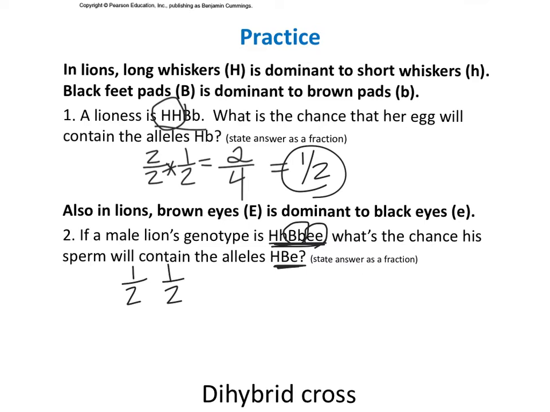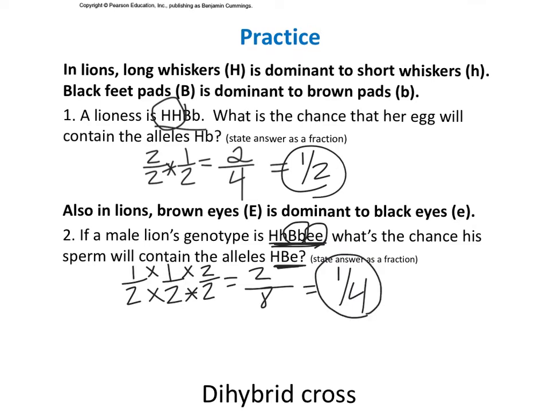Next, little e. The chance of him passing on little e, well, he only has little e. So the chance of that occurring is 2 out of 2. Or I could write that as 1 out of 1 because we know 2 out of 2 and 1 out of 1 are the same thing. So whichever one is great. Then I'm going to multiply on the top. 1 times 1 is 1, times 2 is 2. And on the bottom, 2 times 2 is 4, 4 times 2 is 8. So I have a 1 out of 4 chance that that's what he's going to pass on.